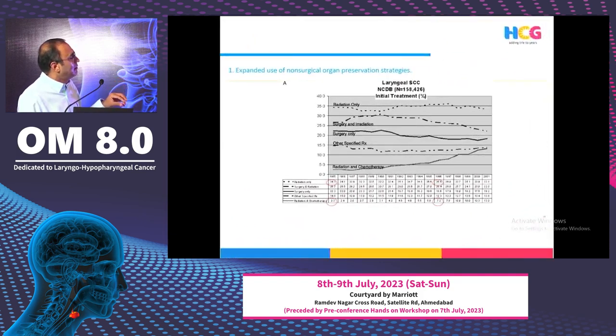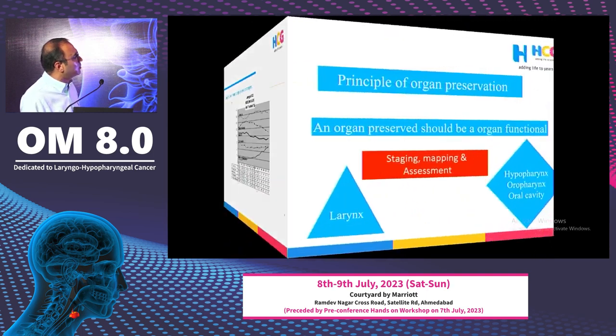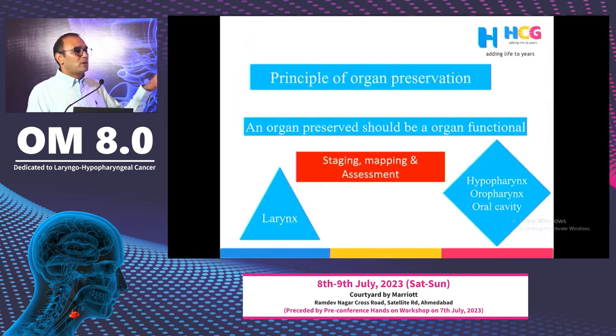And like they pointed out, chemoradiation was increasing on one side, but it also brought out the discussion of functionality of the larynx, and the key principle of organ preservation, which is that an organ that is preserved should be a functional organ. And I think this is the onus of the radiation, medical and the surgical oncology team together to keep monitoring this aspect of functionality through a good staging, mapping and assessment. Just these three could give us a lot of clue into this.